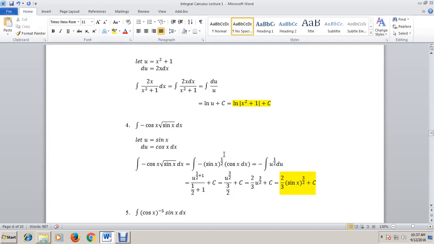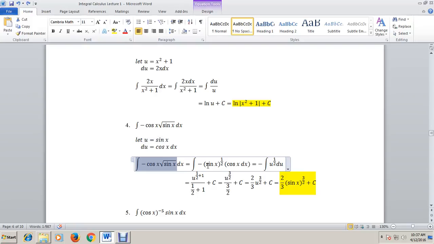Okay, so try to take note of that. So let's now go over the solution for example number 4. We represent u is equal to sine x, and of course the derivative of sine x is cosine x dx. Now, try to notice our original expression, the integral of negative cosine x square root of sine x dx. We could replace sine x here with u, since we have done the representation.